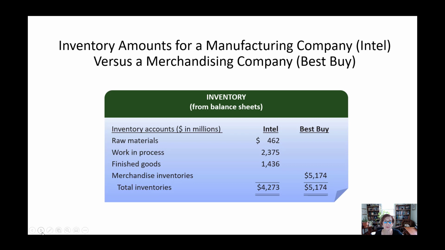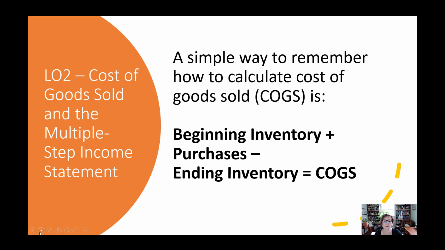All right, so the inventories look like this on the balance sheet. So this is an example of Intel. They have raw materials, work in process, and finished goods, whereas Best Buy, which is a retailer, has only one inventory account called merchandise inventory. All right, so next up, we're going to look at cost of goods sold and the multiple step income statement.